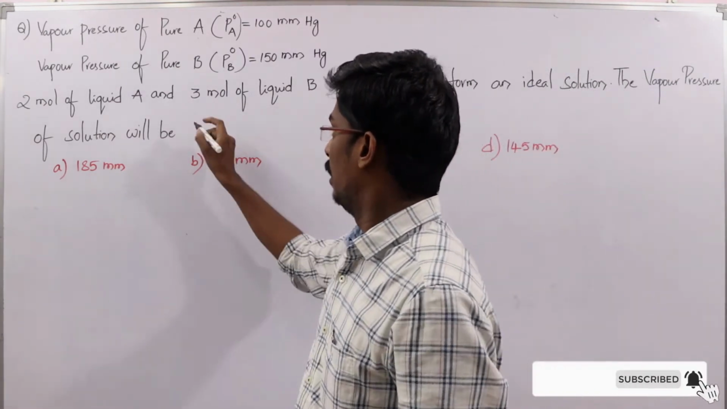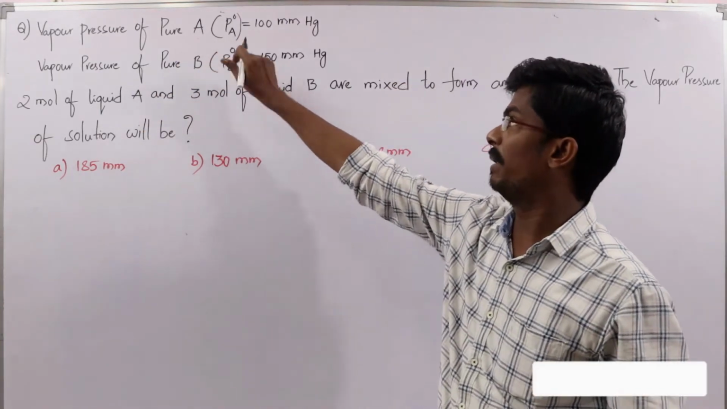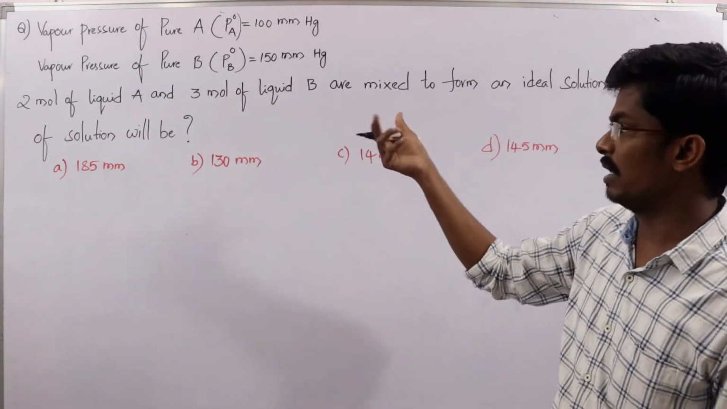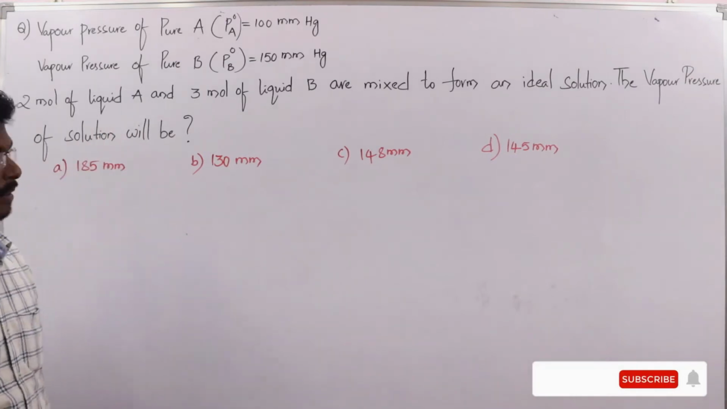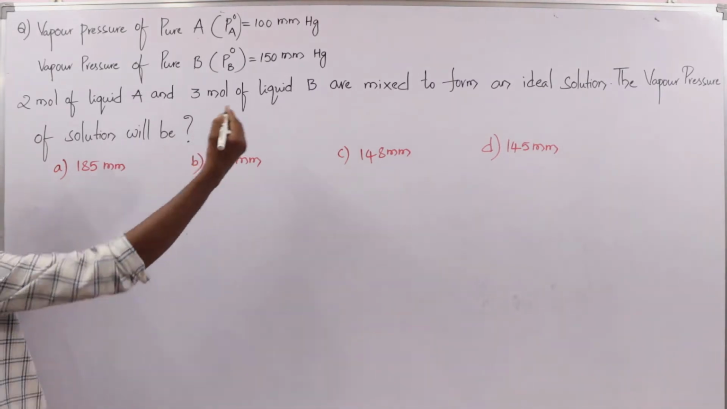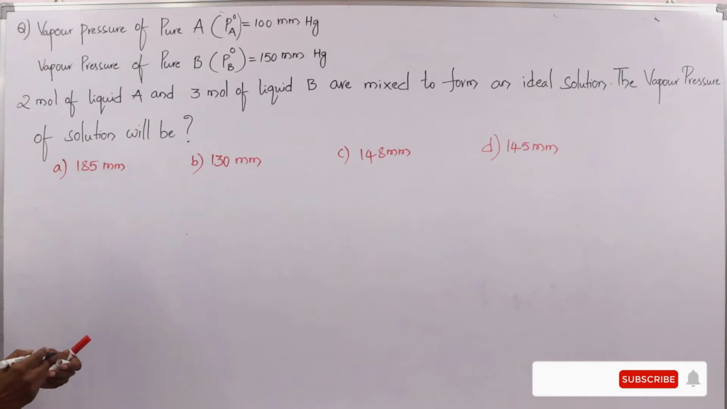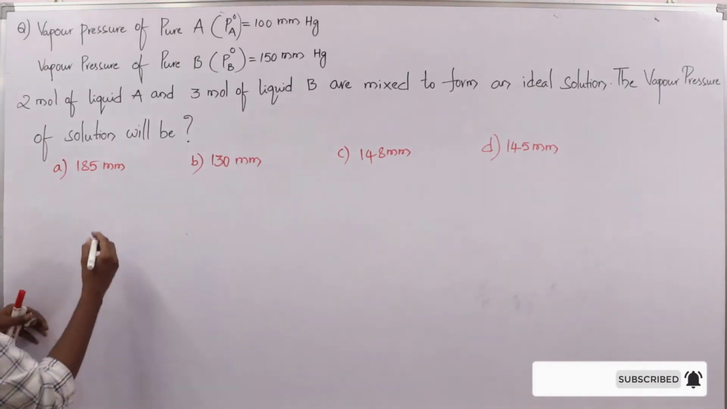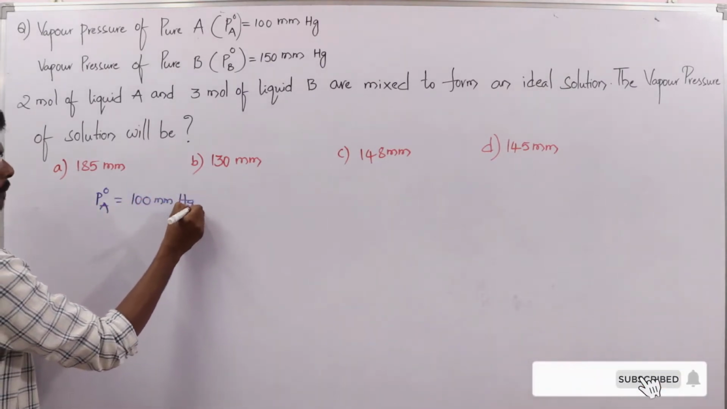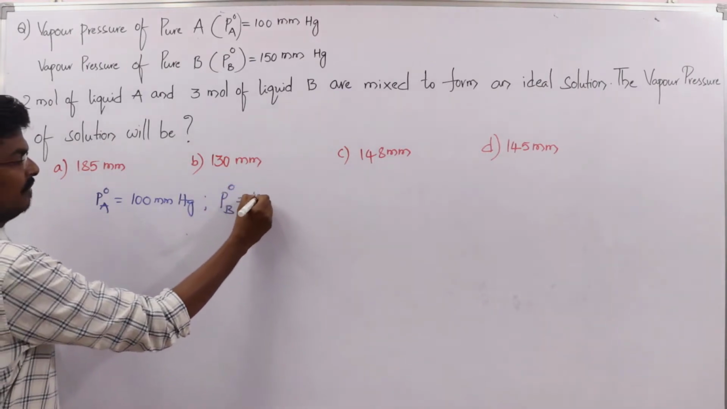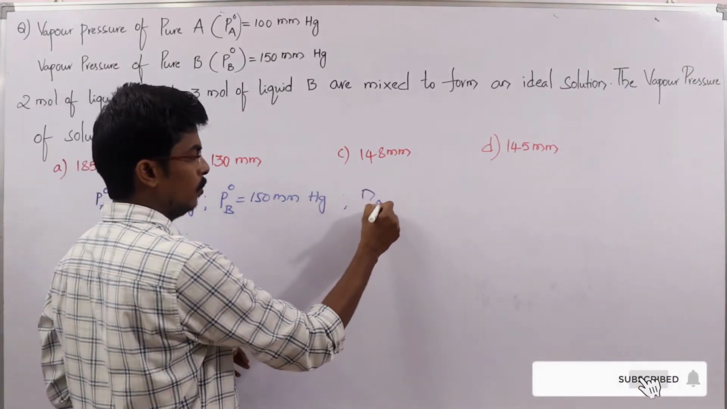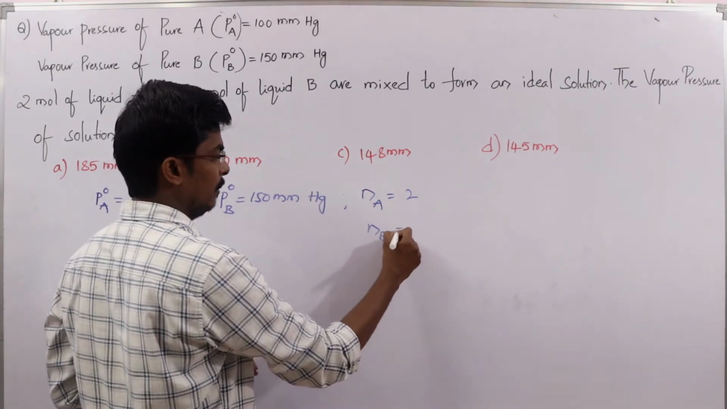So what information am I given? The vapor pressure of pure A, P naught A, and the vapor pressure of pure B, P naught B, are given. And we are mixing 2 moles of liquid A and 3 moles of liquid B, and I am asking for the total vapor pressure of the solution. According to Raoult's law, first write the given information: P naught A is equal to 100 mmHg, P naught B is 150 mmHg, and the number of moles Na is 2 moles, Nb is 3 moles.